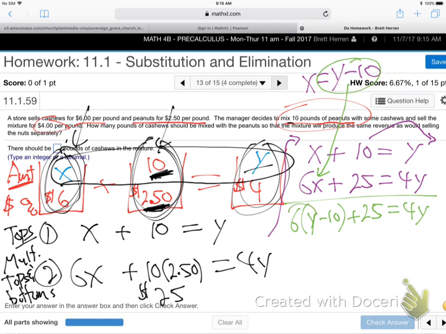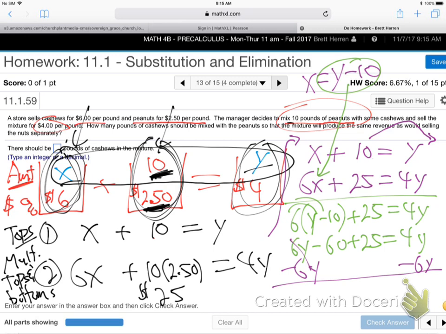I can solve for y, distribute. 6y minus 60 plus 25 is 4y. So what am I going to do? I've got to solve there. So how about I subtract 6y from both sides? Doesn't matter, you can subtract 4y. It doesn't matter. Just get rid of one of the y's. And then what is negative 60 plus 25? Negative 35? Yeah. And this is minus 2y. I don't know if you can read that. Minus 35 is minus 2y. Kind of running out of room here.